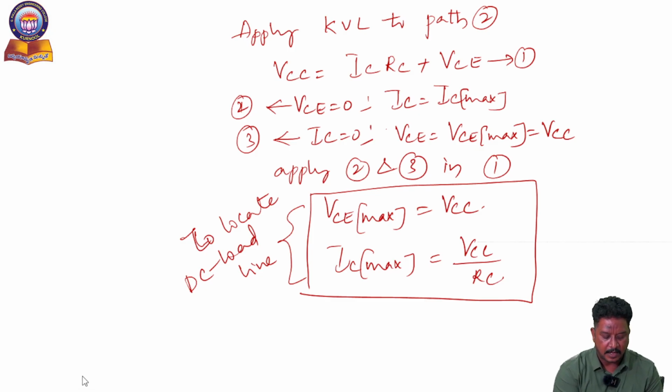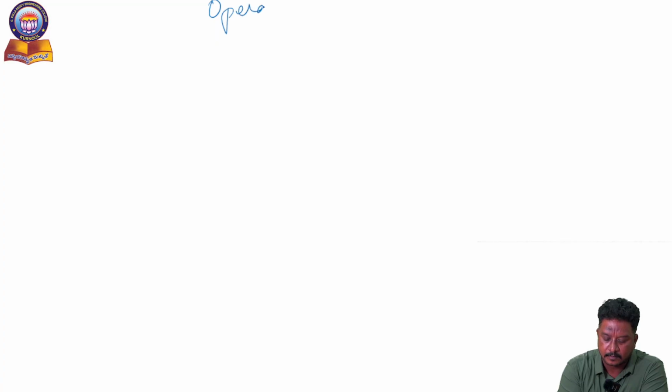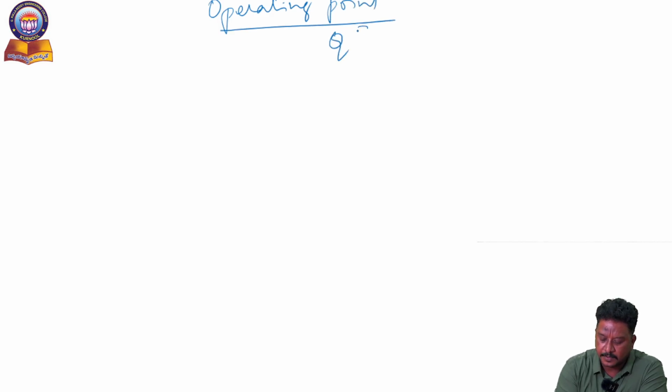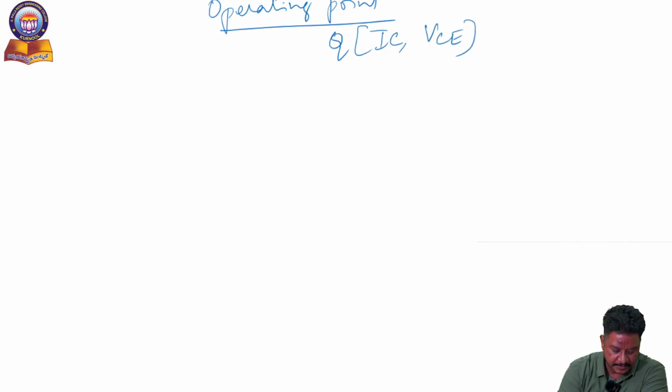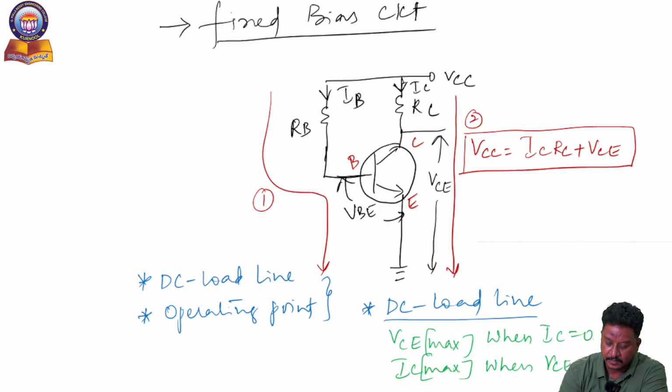Similarly, I want to locate the operating point. The operating point is nothing but the Q point. I want to locate IC and VCE. For that purpose, I am using the previous circuit, applying KVL to path 1, so that I am getting VCC is equal to IBRB plus VB.